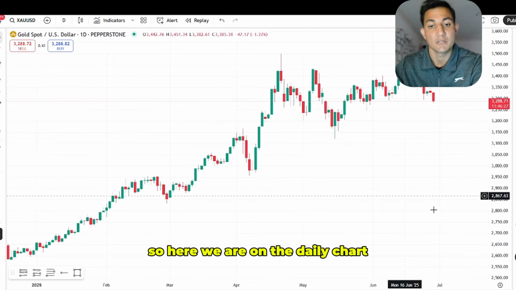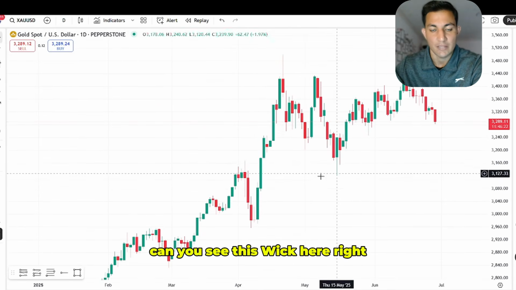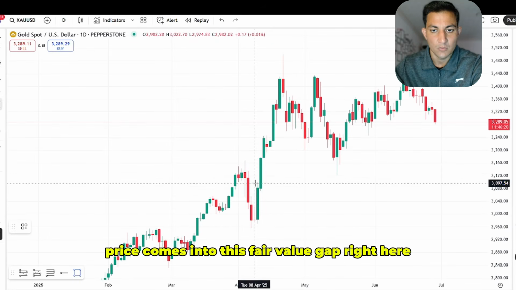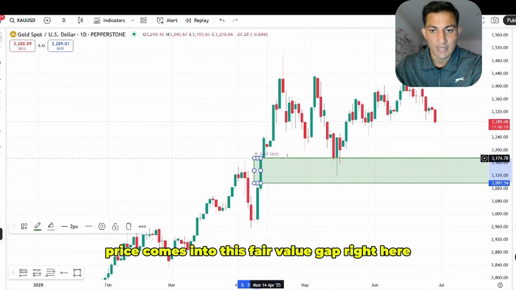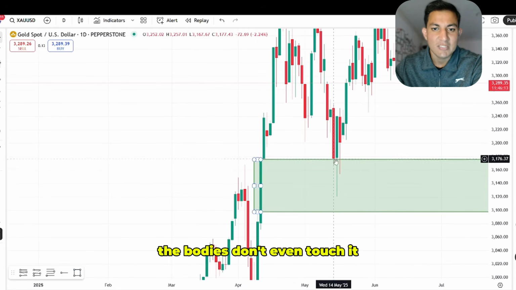So here we are on the daily chart. First thing I look to see is, can you see this wick here, right? Price comes into this fair value gap right here. And what does it do? I mean, look at this, right? Look how beautiful that is. The bodies don't even touch it.